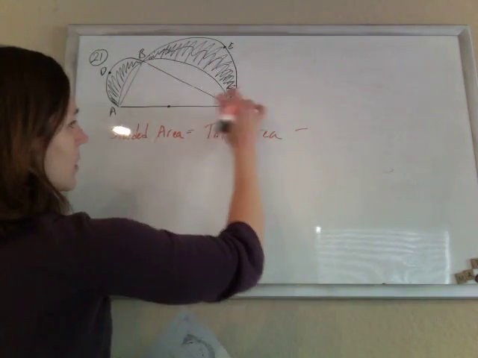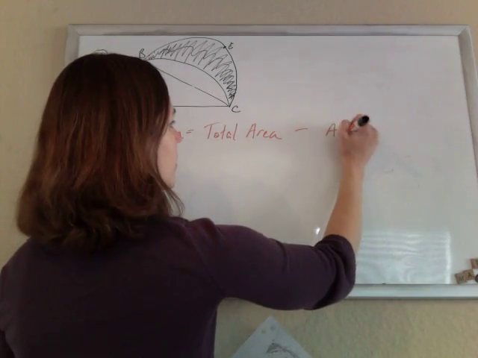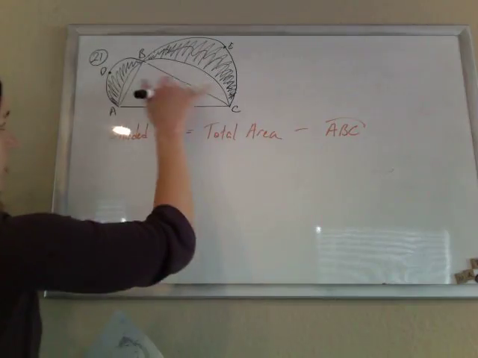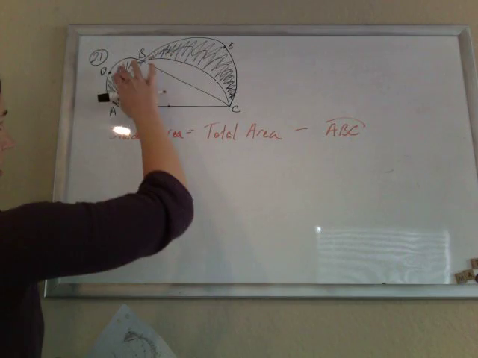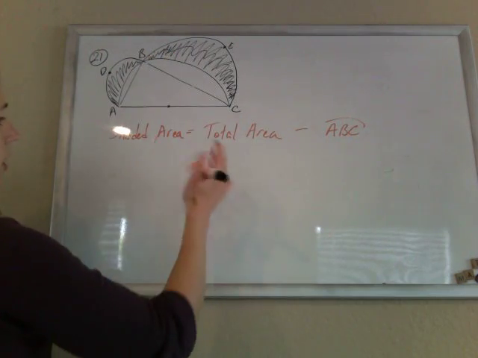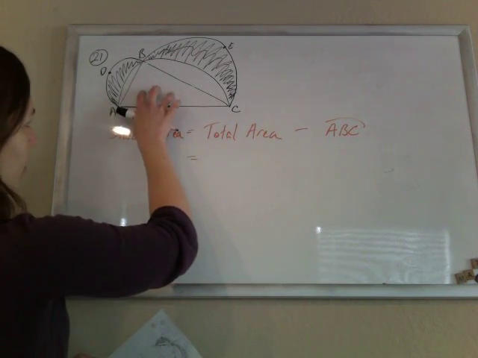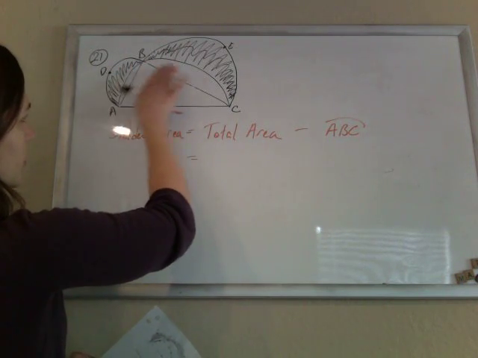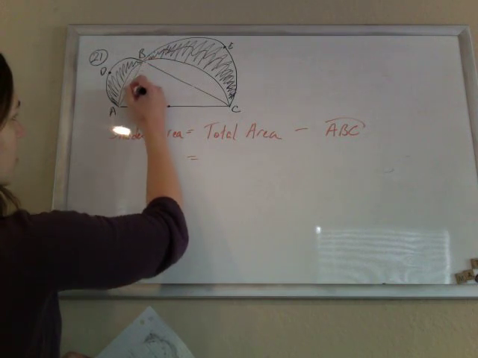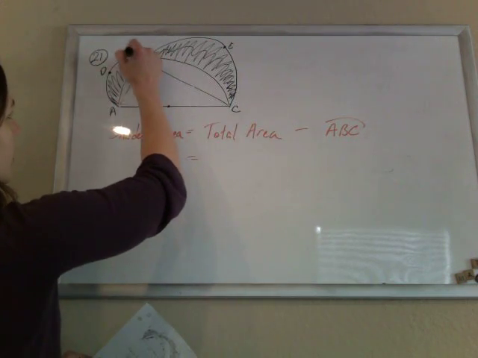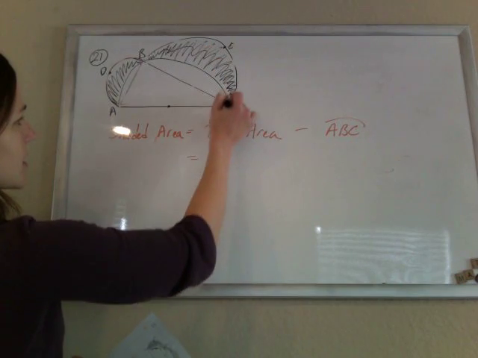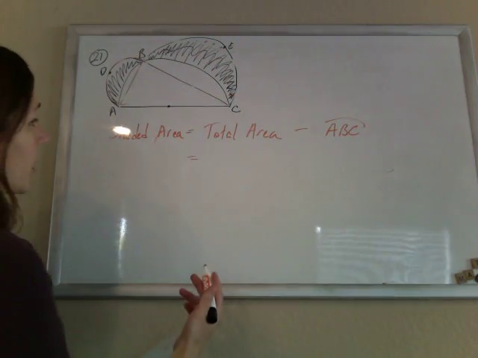minus the semicircle ABC, right? You take the whole thing, take out that chunk, you'll have what's left. Now if I want the total area, I can get that by adding the triangle plus these two semicircles. So I can take the triangle plus this semicircle plus that semicircle, and I'll have the whole thing.